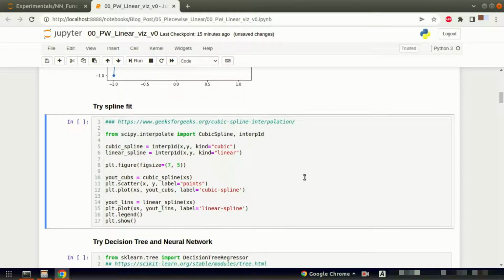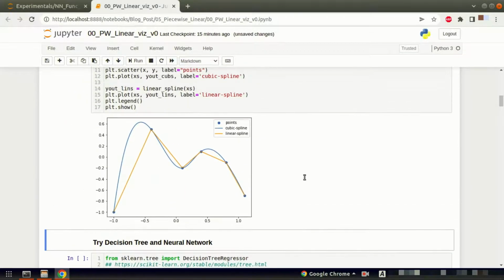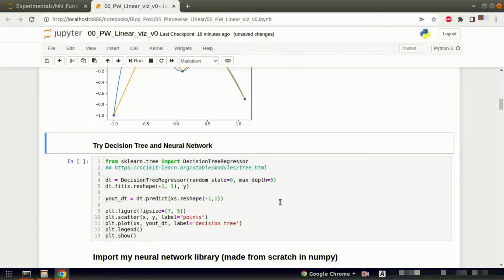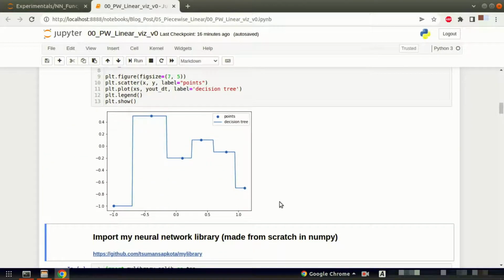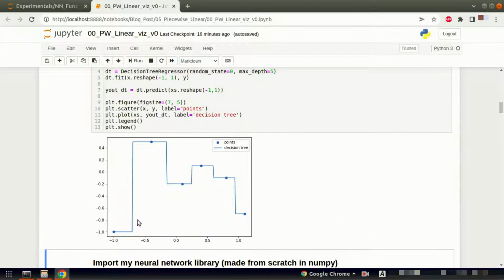Let's try cubic and linear spline. So here is cubic spline and here is linear spline. Linear spline is a piecewise linear function. Let's try dysentery. And this dysentery is constant output dysentery. And it also touches all the points.